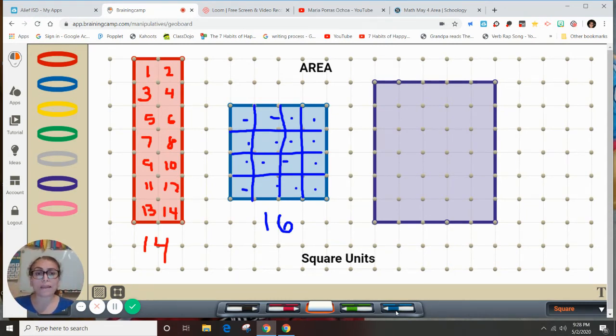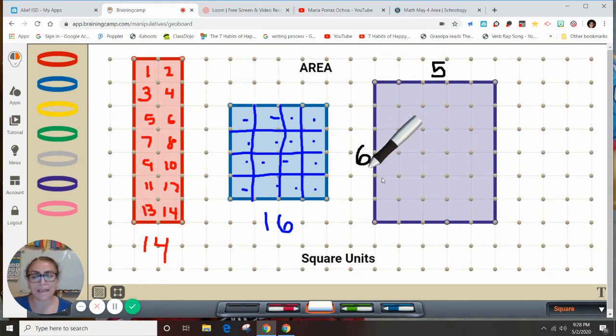When I have bigger areas or bigger spaces, it might be hard for me to go 1, 2, 3, 4, 5, 6, 7, 8, and keep counting bigger areas. How do I do it? How can I count this faster? I'm going to count how many rows and how many columns I have, and then I'll be able to know the area of a shape. So I'm going to count 1, 2, 3, 4, and 5. So this has 5, right? And I'm going to count vertically 1, 2, 3, 4, 5, and 6.